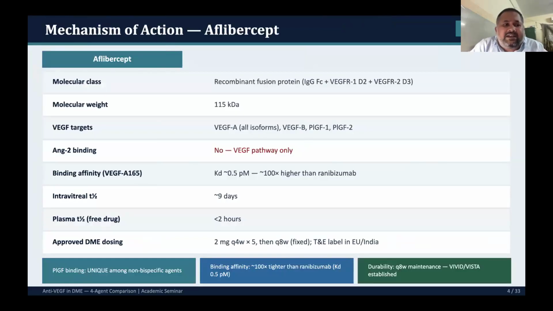So moving on to the basic characteristics. For aflibercept, we know that it's a recombinant fusion protein. It has no Ang-2 binding activity. It targets VEGF-A, VEGF-B, placental growth factor 1 and placental growth factor 2, and it targets all the isoforms of VEGF-A. The PGF binding is unique among non-bispecific agents for aflibercept. The binding affinity is actually 100 times greater than ranibizumab. In terms of durability, we could achieve a Q8 maintenance as established by the VIVID and VISTA studies.